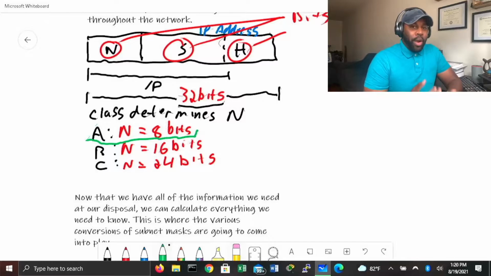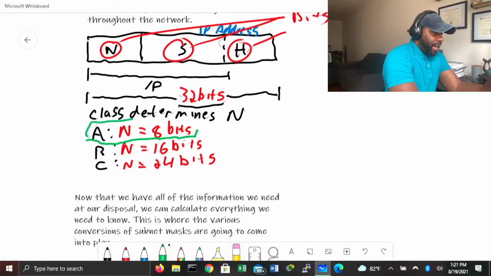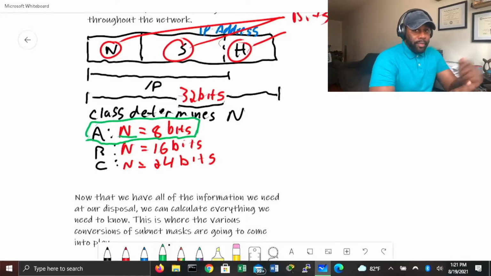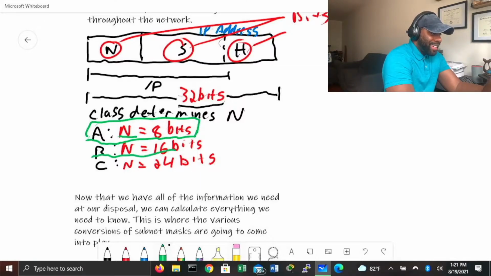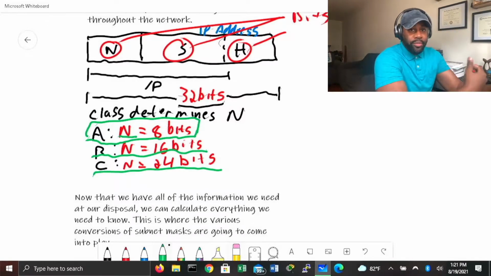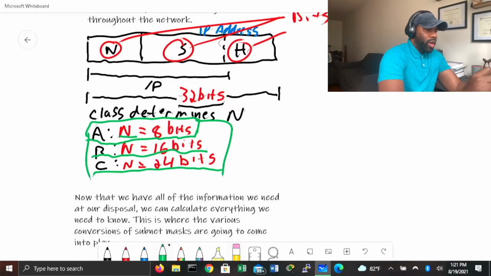I don't want to confuse network part with network bits, because the network part includes the subnet part, and that is for classless. If we were talking about a classless IP address, the network part would consist of the network bits and the subnet bits, right? But here we're making a distinction because we know that A has n equal 8 bits for the network, B has n equal 16 bits for the network, and C is n equal 24 bits for the network, right? So what are some examples of class A, B, and C IP addresses?